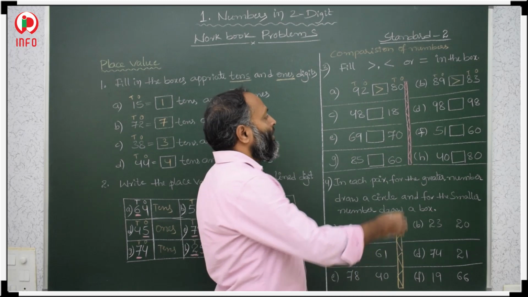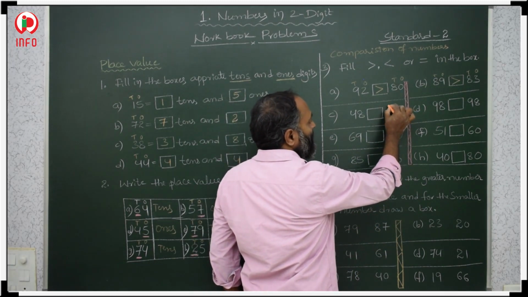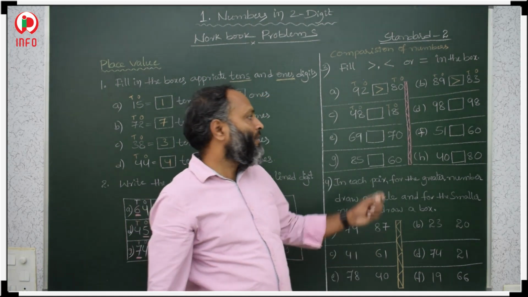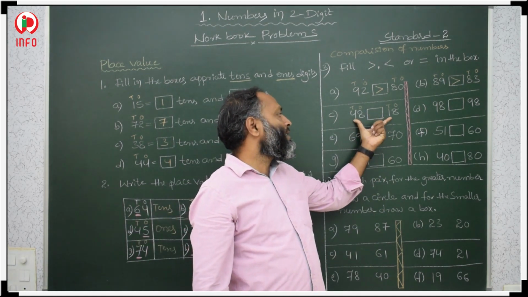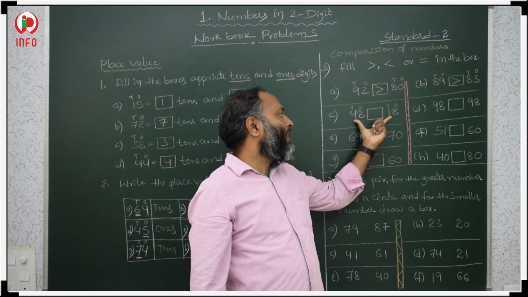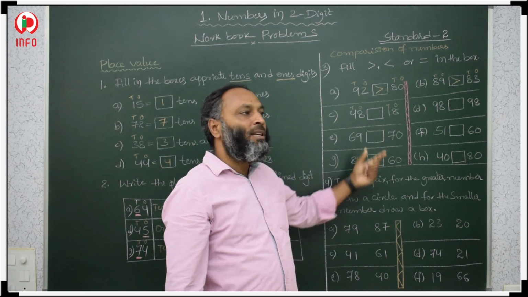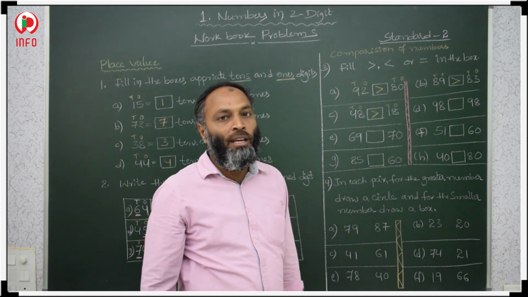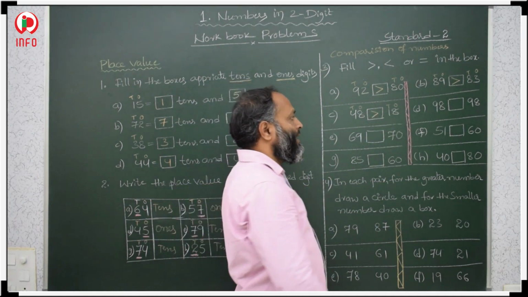So here, this is the ones place, this is the tens place, this is the ones place, this is the tens place. In the tens place 4 is there, in the tens place 1 is there. 4 and 1, 4 is bigger. Means 48 is greater than 18.